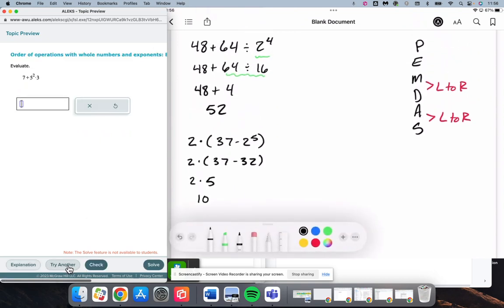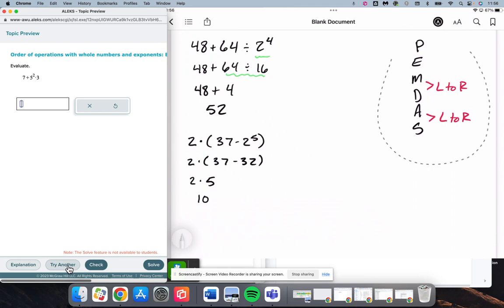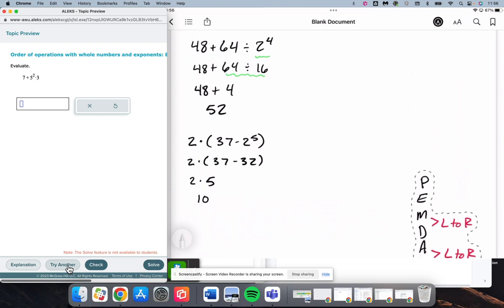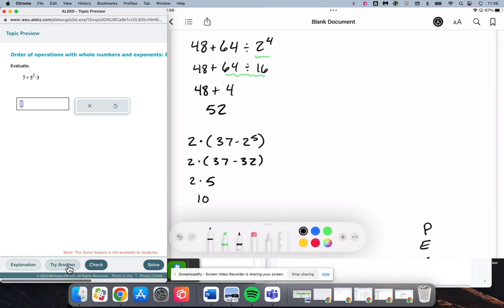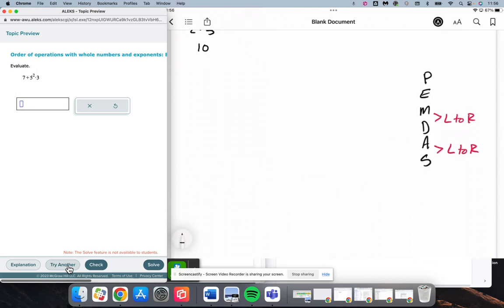Got some room, so we will do another here. Pardon the sound of my Roomba in the background.